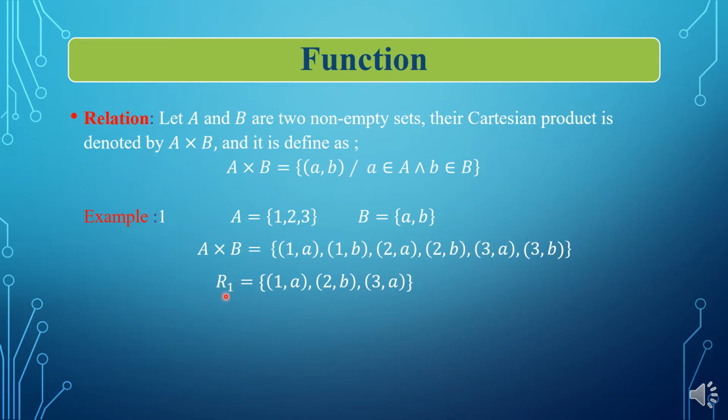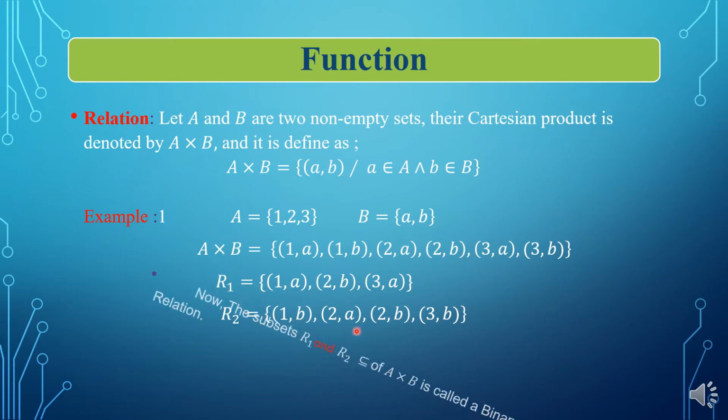Now we are taking a first binary relation. Any binary relation we can take, and we can name them R1, R2, or R3 like this. But what is R1? As we say, this is a subset of A cross B. So we are taking a relation R1: (1, a), (2, b), and (3, a). This is a subset of A cross B because all the elements of R1 are elements of A cross B. So R1 is a subset of A cross B. Similarly, we can take another relation R2: (1, b), (2, a), (2, b), (3, b) from A cross B.